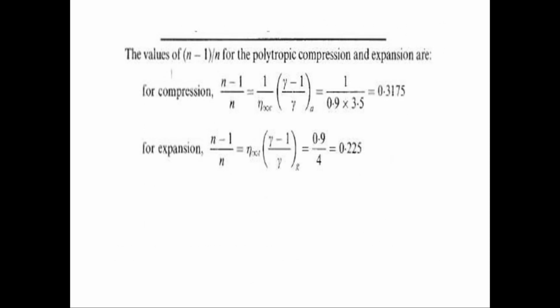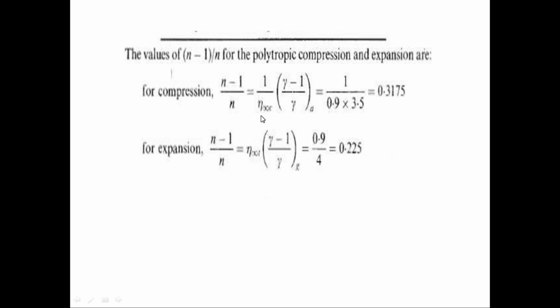So as far as isentropic and the polytropic efficiencies are concerned, we know that the n minus 1 by n expression for the compression and the expansion can be written for the compressor and the turbine as n minus 1 by n is equal to 1 over polytropic efficiency of the compressor into gamma minus 1 by gamma for the air side, because when we are going to deal with the compression process, air is going to enter into the compressor, and after the compression air is coming out from the compressor.